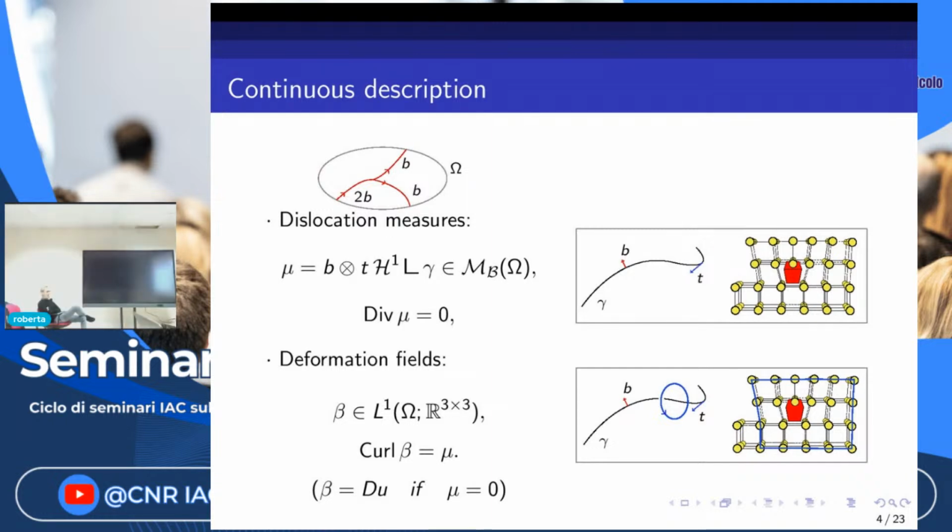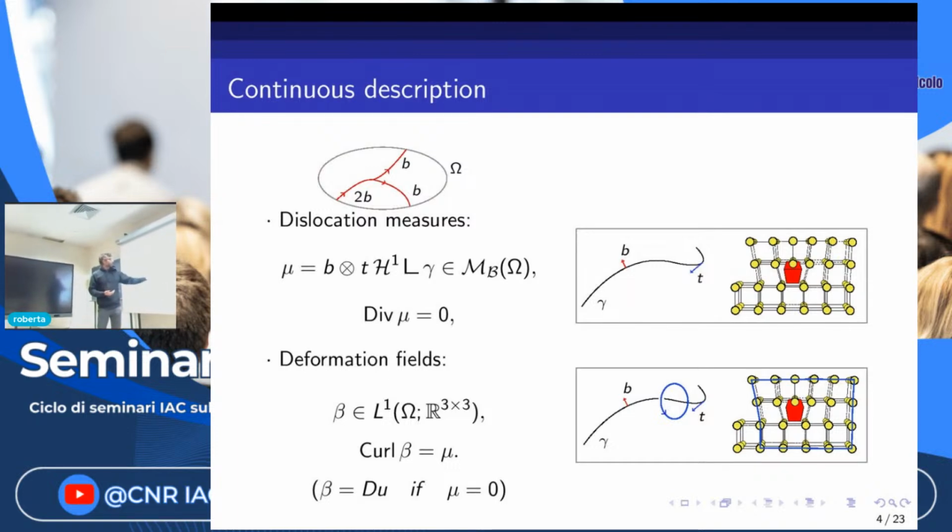If you're not familiar with the tensor product, it's a matrix whose entries are simply b_i times t_j. And H^1, if you're not familiar with the notation, you can simply think of it as the length measure.